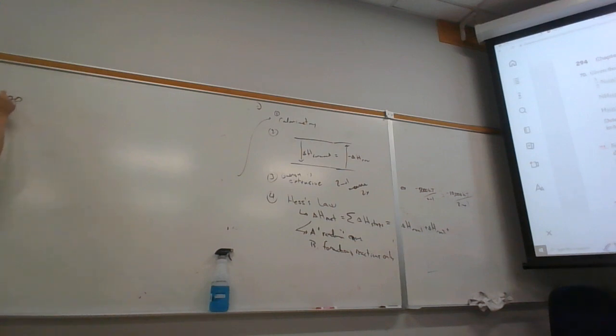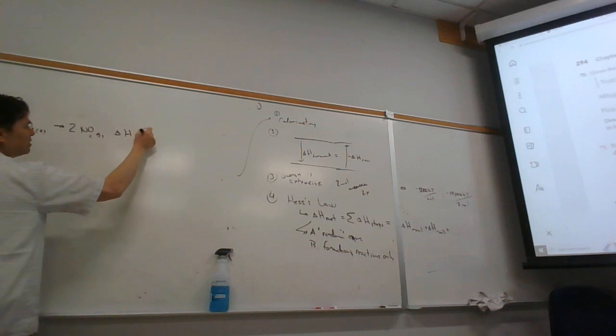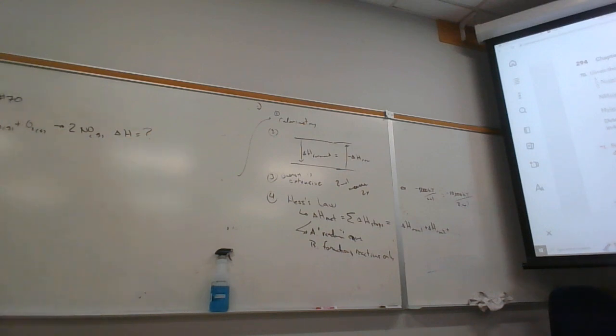Number 70. Okay, so the reaction I'm interested in is nitrogen gas plus oxygen gas yields 2 nitric oxide gas. And we want the delta H for this. This is essentially combustion of nitrogen to form nitric oxide. So what is delta H?